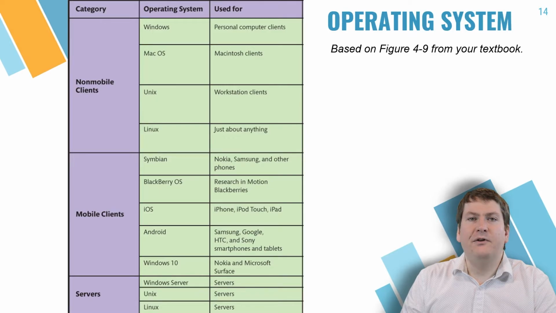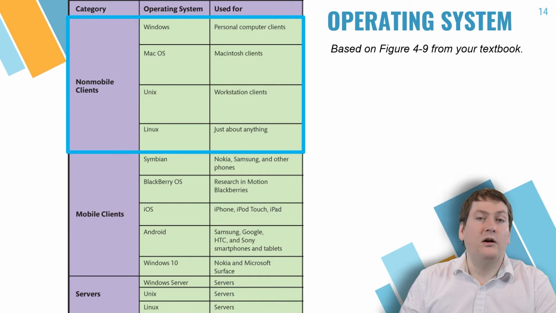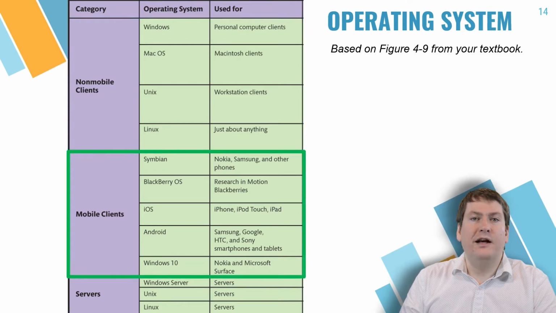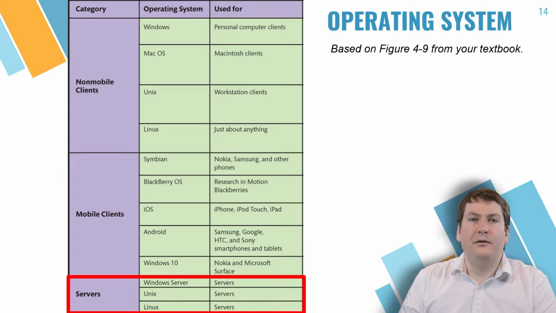Operating systems can be further subdivided into desktop, or non-mobile clients, as our textbook calls them, mobile clients, those would be for phones and tablets, and server operating systems.